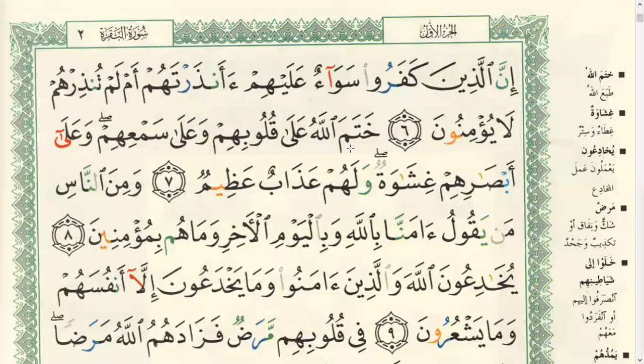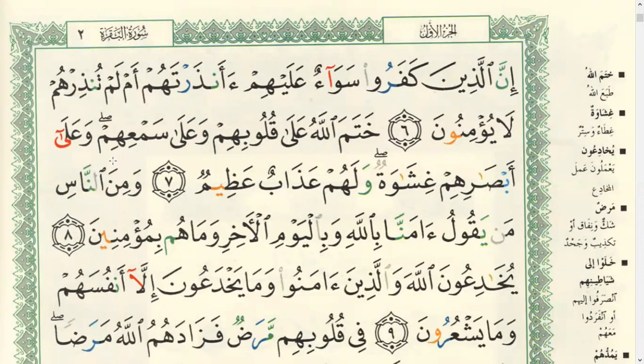Then khatama. Khatama means sealed. Khatamallahu, Allah has put a seal. Ala means on. Kulub means hearts. Kulubihim, their hearts. Khatamallahu ala kulubihim. Allah has put a seal on their hearts. Wa ala, and on.